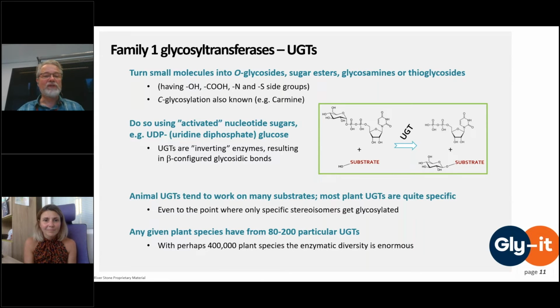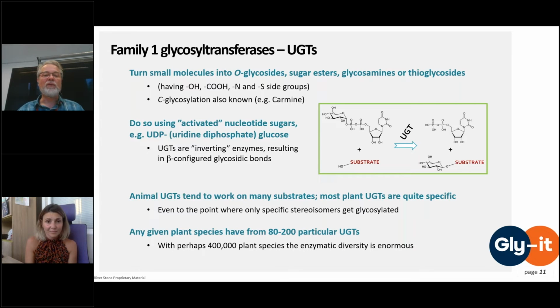These enzymes do all this by using what we call activated nucleotide sugars. For example, UDP-glucose, and UDP stands for uridine diphosphate. You can see the molecule to the right in the green bracket. A UDT enzyme takes the sugar sitting on UDP-glucose and puts it onto a side group of the substrate, and thereby releases UDP and the glycoside.